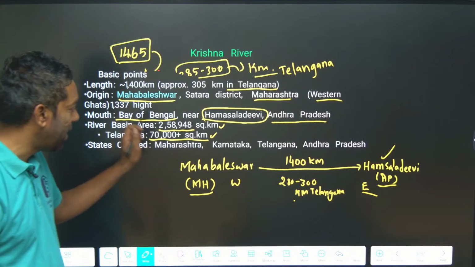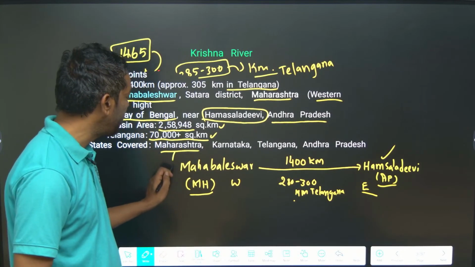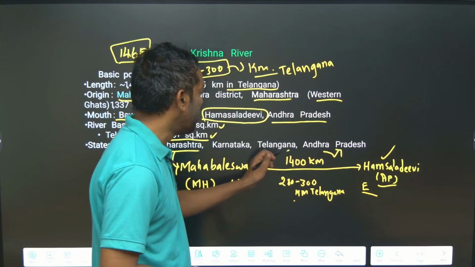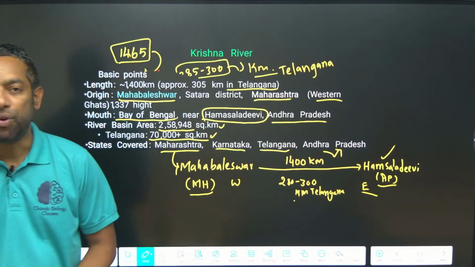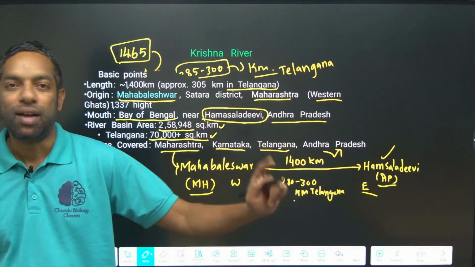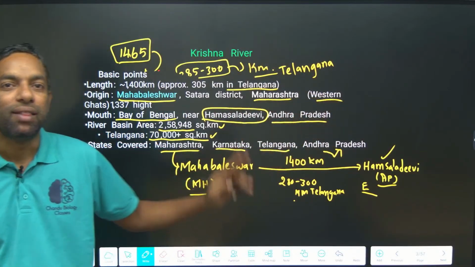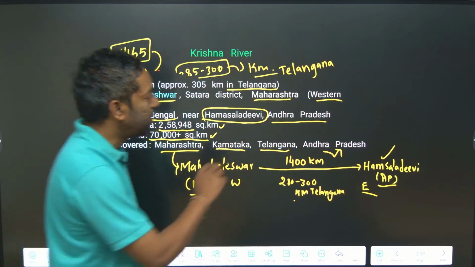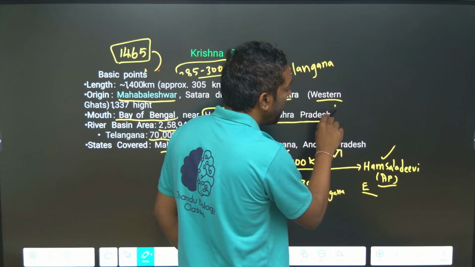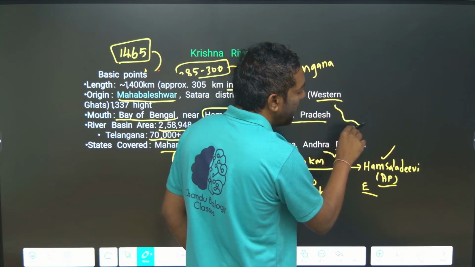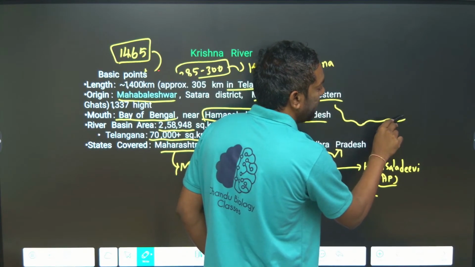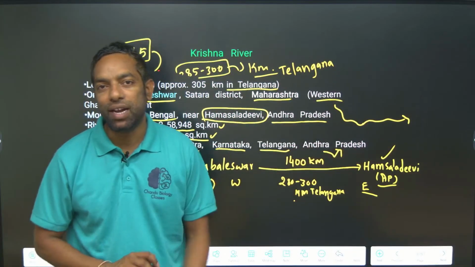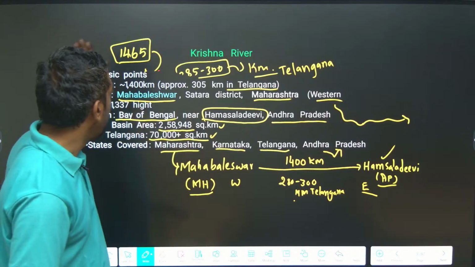It covers these states: Maharashtra, the origin state, and Andhra Pradesh, the end state, and in the middle it flows through Telangana and Karnataka. Maharashtra is the origin place, Andhra Pradesh is the end place, and in the middle are Karnataka and Telangana. So the river originates at a high elevation of 1337, flows south and east, from the Western Ghats, and finally reaches the Bay of Bengal.